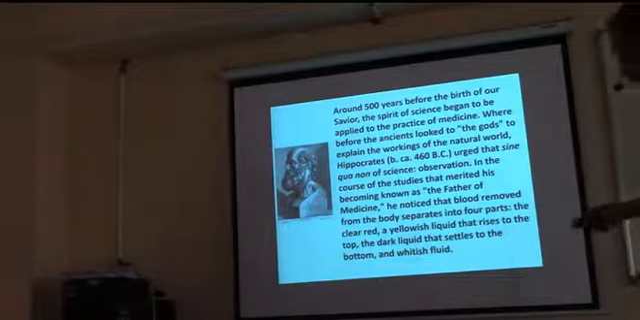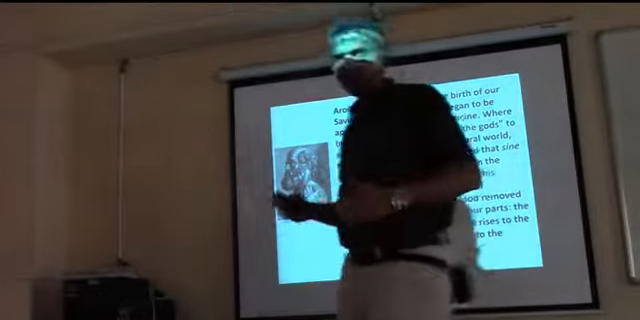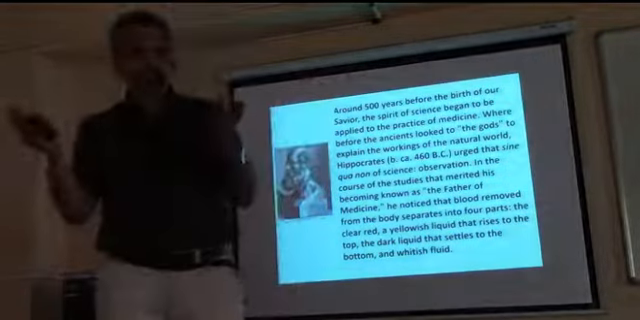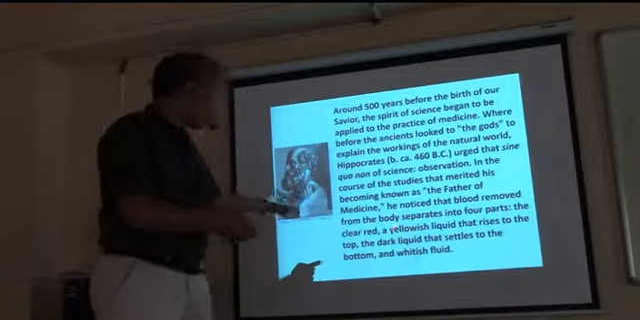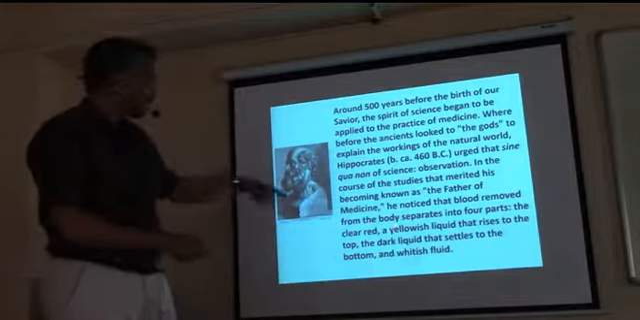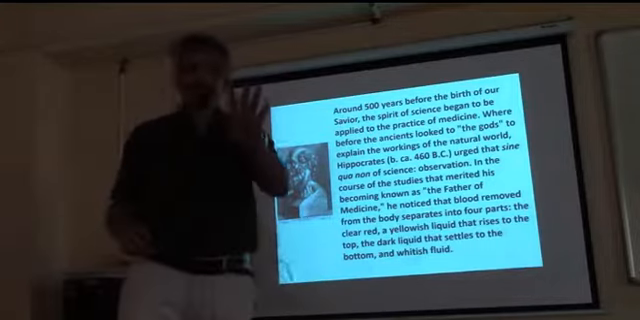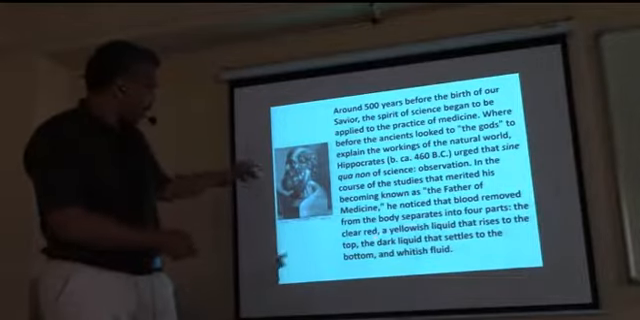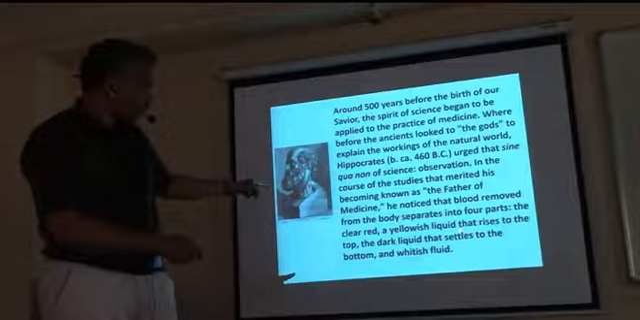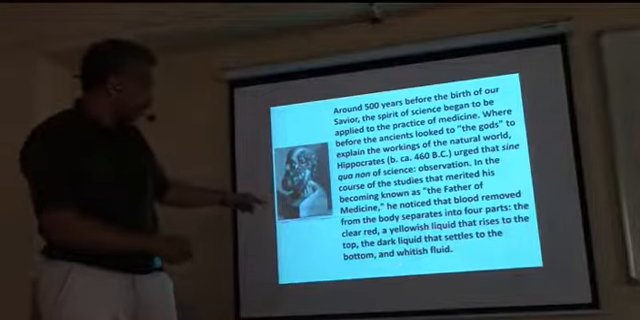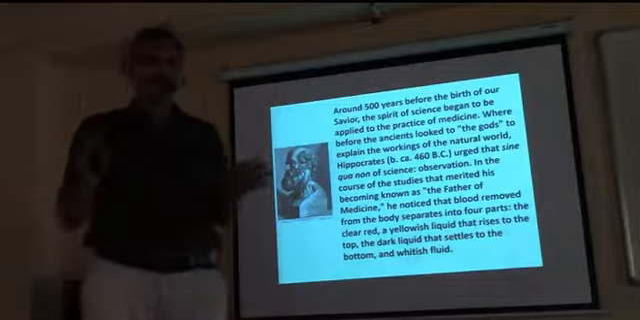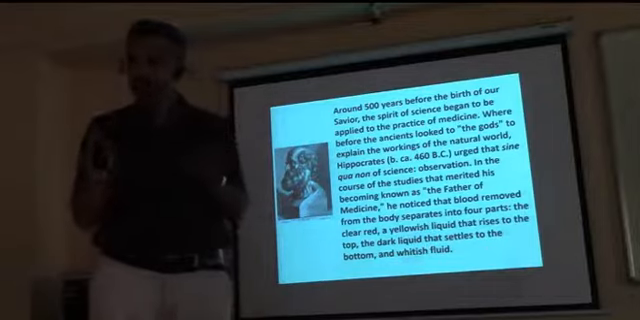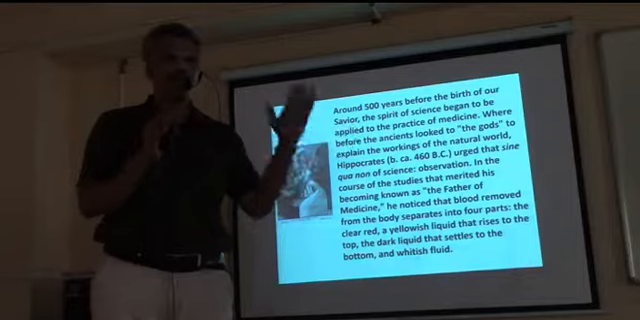And he says, when he separated the blood from the body, he noticed that the blood separated into 4 parts, okay? The blood separated into 4 parts. The clear red, a yellowish liquid that rises to the top, the dark liquid that settles to the bottom, and the whitish fluid. This is what Hippocrates, the great man, had observed.